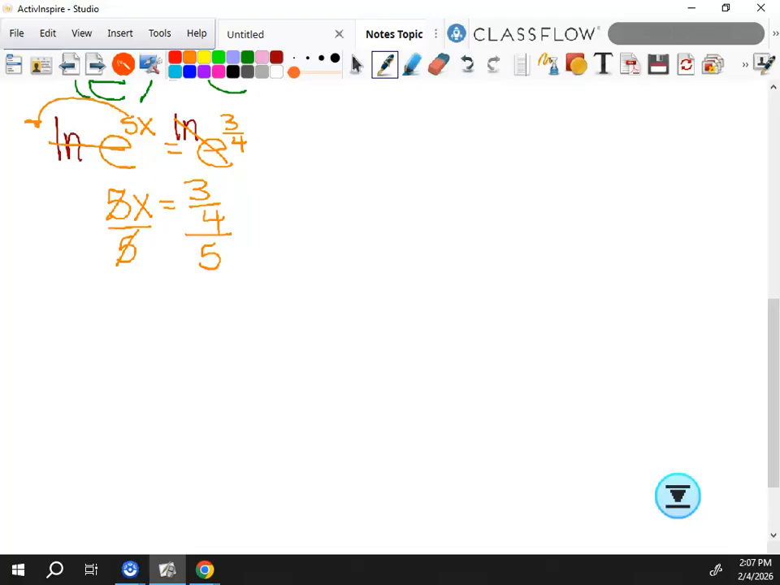So I would suggest, especially if you have a fraction and a whole number, make them both into fractions. And then remind yourself of your division rules. Keep, change, flip. 3/4 times 1/5. That gives me 3/20.